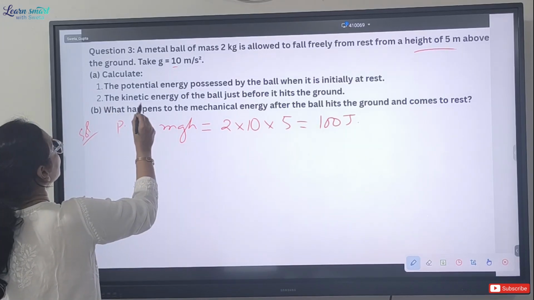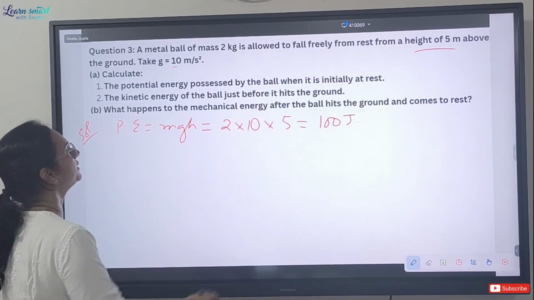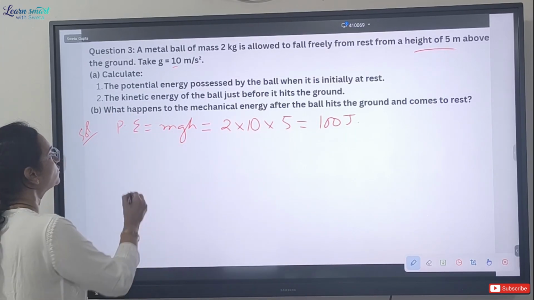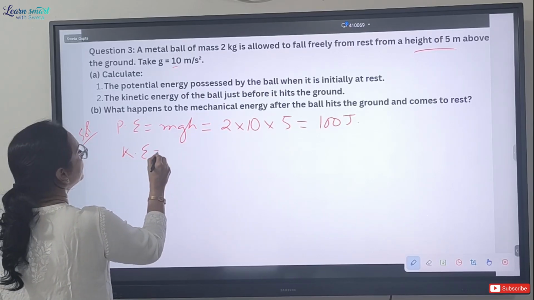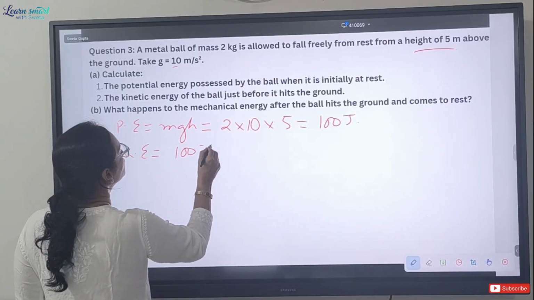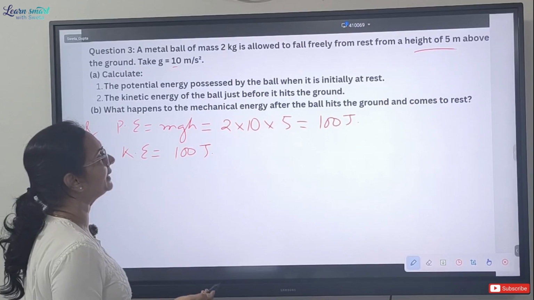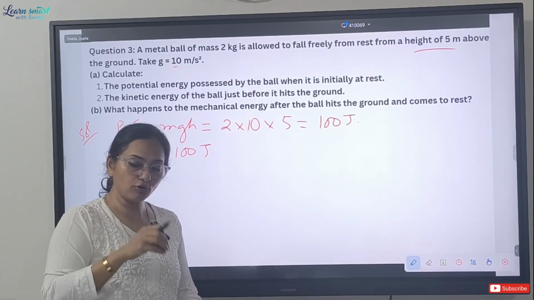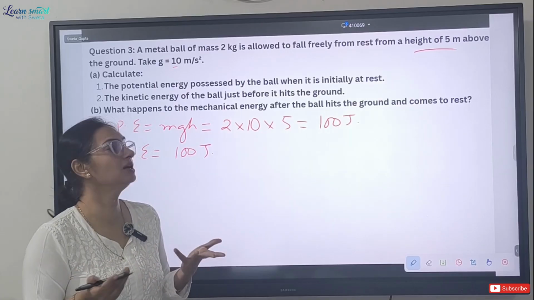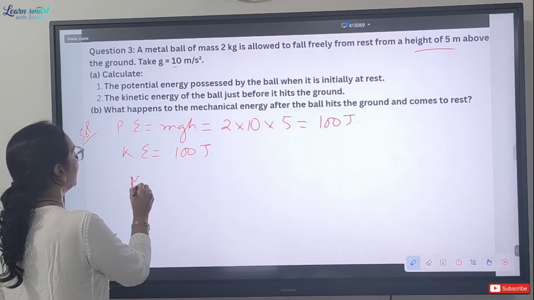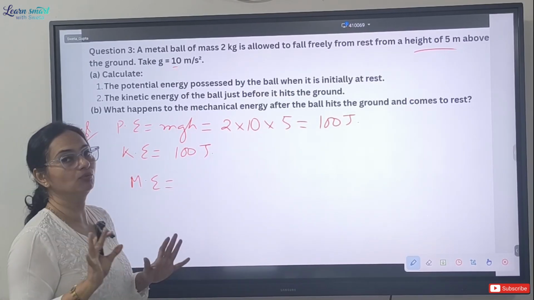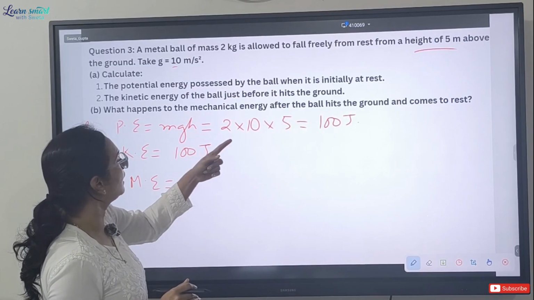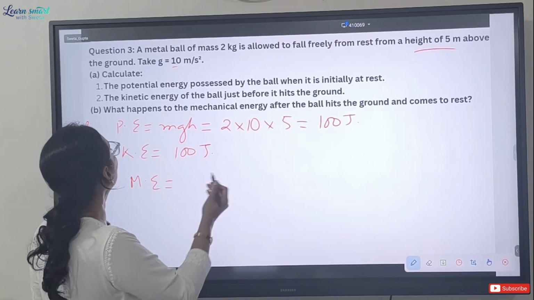Now, the potential, the kinetic energy of the ball just before it hits the ground. So the kinetic energy will remain the same before it hits the ground, 100 joules. And what happens to the mechanical energy after the ball hits the ground and comes to rest? Now the ball falls on the ground, comes to rest. What is the mechanical energy? So mechanical energy will be that same 100 joules, but what happens to that?